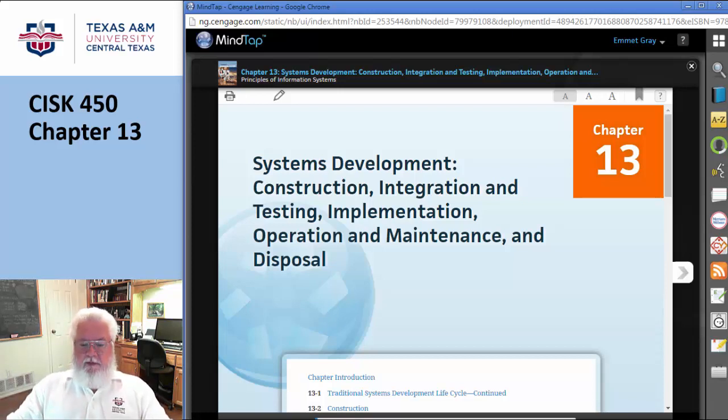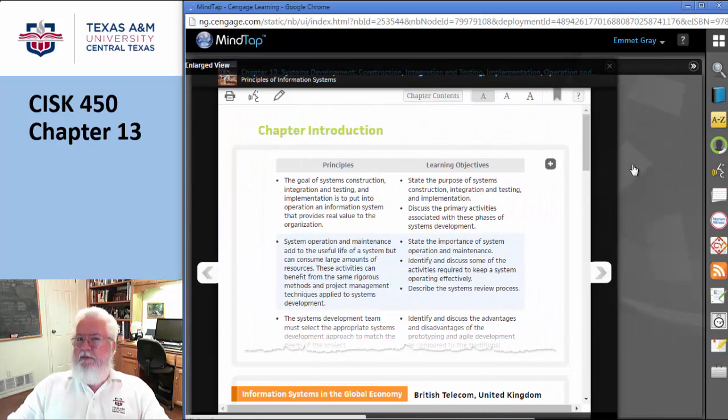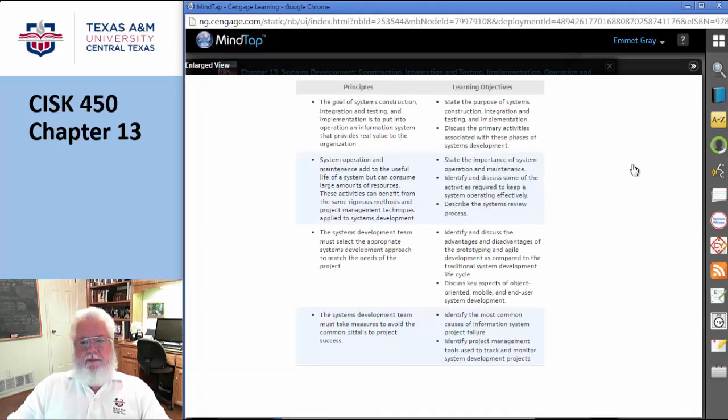So let's continue. Let's talk about the objectives for this particular setup. So what are you supposed to learn this chapter? It's going to be all about the purpose for the construction, integration, and testing and implementation phases. Discuss the primary activities associated with each one of those. State the importance of system operations. Identify and discuss some of the activities and describe the system review process.